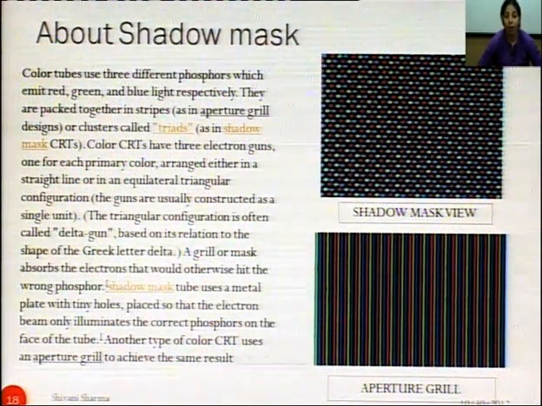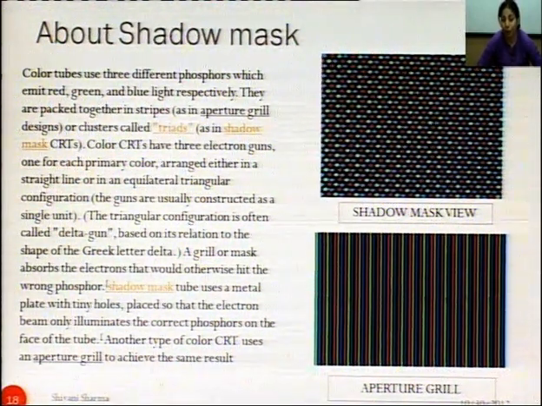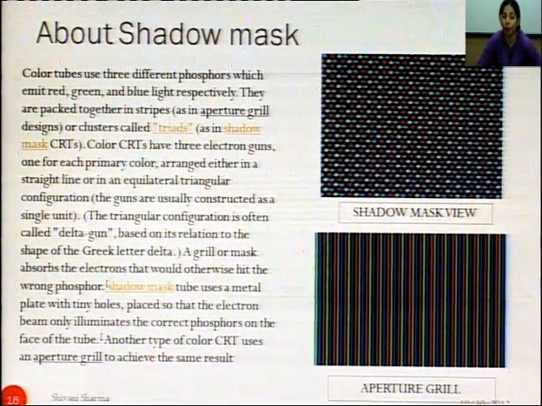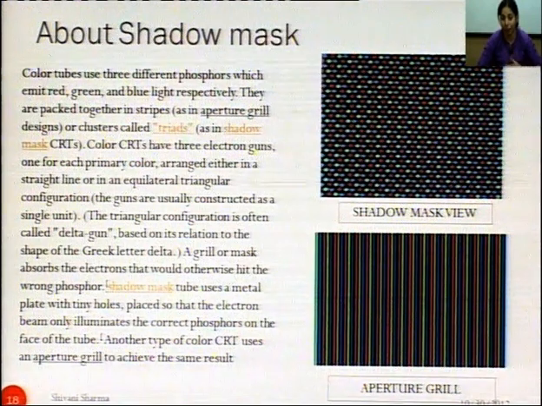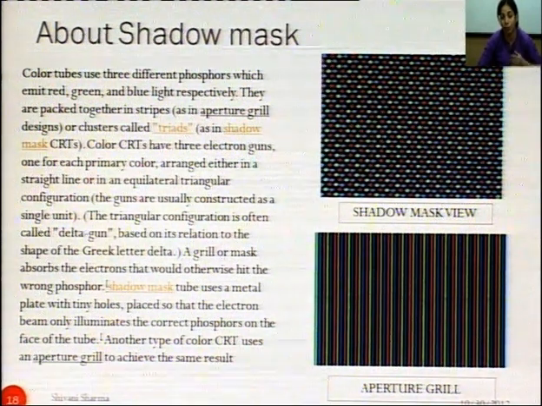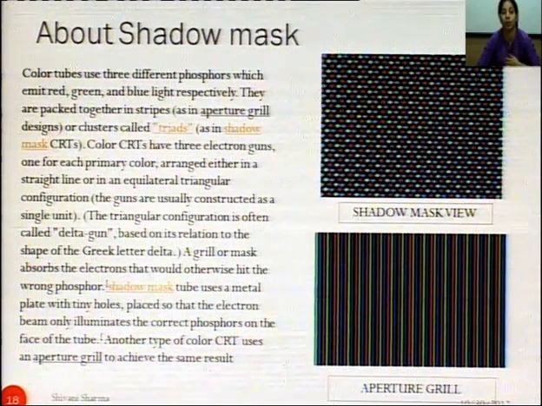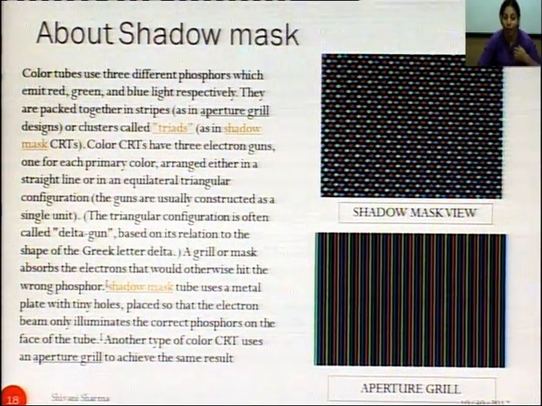So, a grill or mask absorbs electrons that would otherwise hit the wrong phosphorus. A shadow mask tube uses a metal plate with tiny holes, placed so that the electron beam only illuminates the correct phosphorus on the face of the tube. Another type of color CRT uses an aperture grill to achieve the same result.